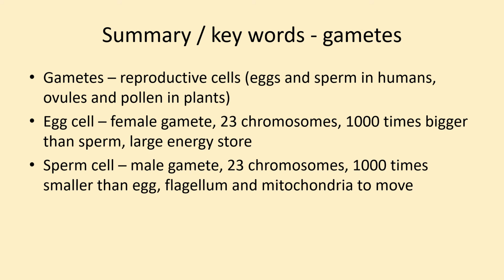Here's your summary slide. Gametes are the reproductive cells, or the sex cells. They're egg and sperm in humans and ovules and pollen in plants. Egg cell is the female gamete. It's got 23 chromosomes. It's 1,000 times bigger than a sperm and it has a large energy store. The sperm is the male gamete. It's got 23 chromosomes as well, but it's 1,000 times smaller than the egg. It has a flagellum, streamlined shape, and mitochondria.